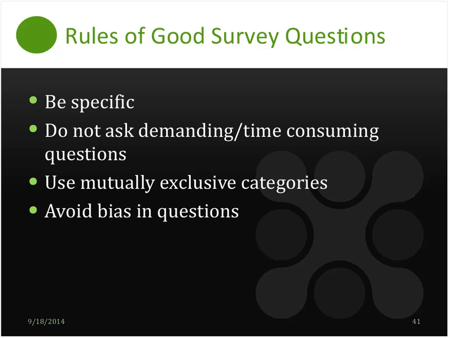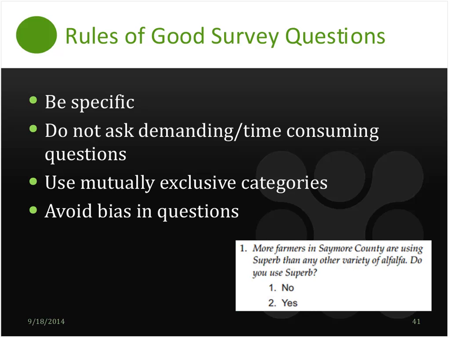So for this one, I want to give you some examples and see if you can find the bias in these examples. I'm going to put up the question, and then you're going to type into the chat box how that particular question is biased. Okay, here we go. The first question is, more farmers in Seymour County are using Superb than any other variety of alfalfa. Do you use Superb? And your choices are no and yes. Write into the chat box how this question is biased.